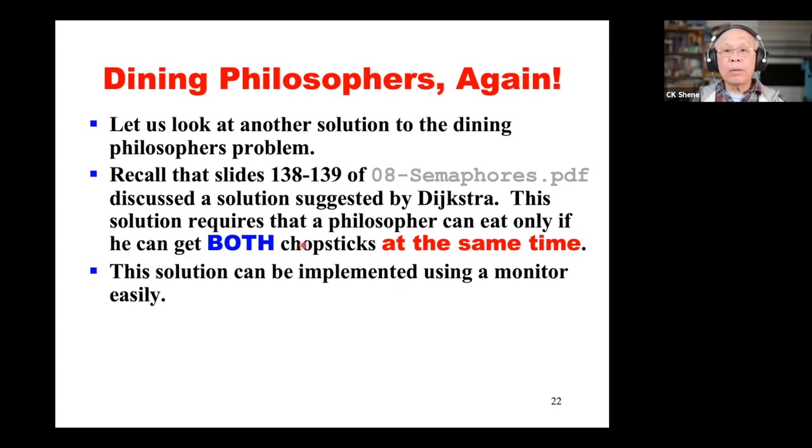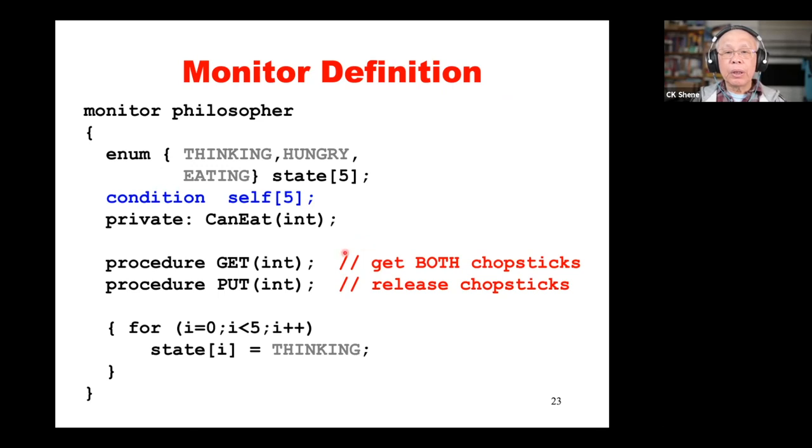This solution requires that a philosopher can eat only if he can get both chopsticks at the same time. In all previous solutions except this one, a philosopher gets the left one followed by the right one. But in this solution, Dijkstra introduces the concept that a philosopher must simultaneously get both chopsticks before he can eat. This solution can also be implemented using a monitor very easily. If you forget it, no problem, just go back to the semaphore unit and study slides 138 to 139.